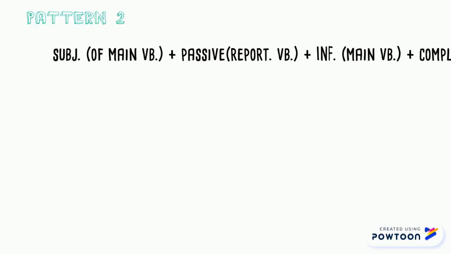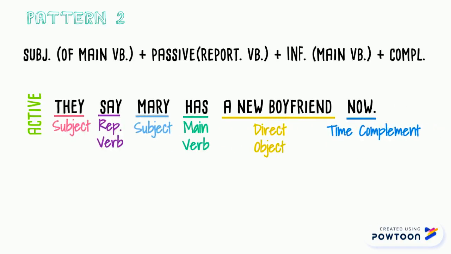With pattern 2, what I recommend is that you analyze the sentence by using numbers. So number 1 would be the subject. Number 2 would be the reporting verb. Number 3 would be the subject of the main verb. Number 4 would be the main verb. Number 5, the direct object. And number 6, the complements.